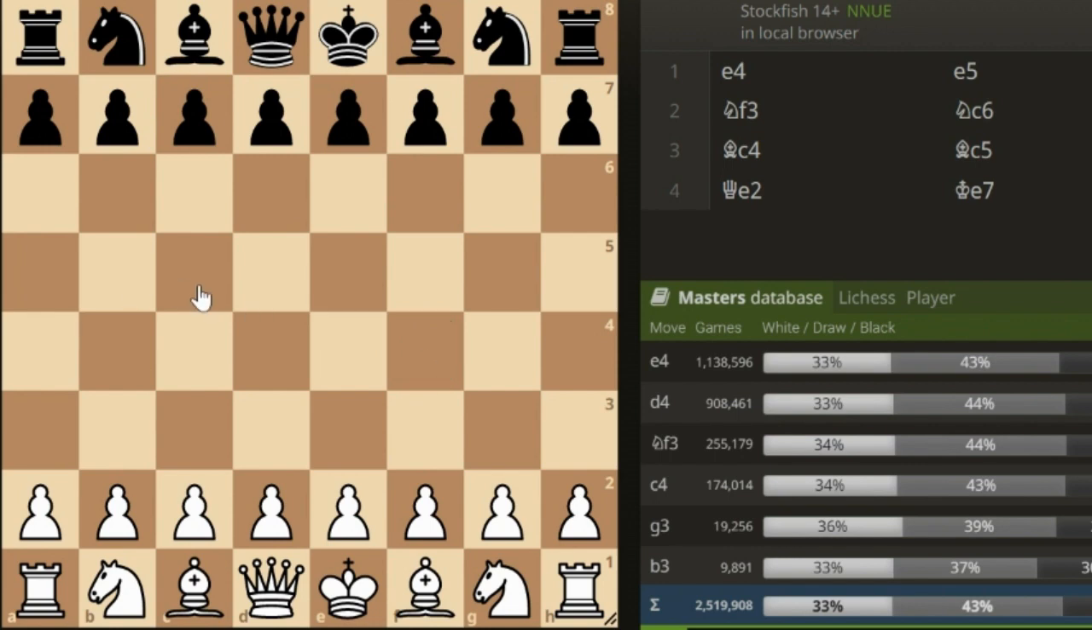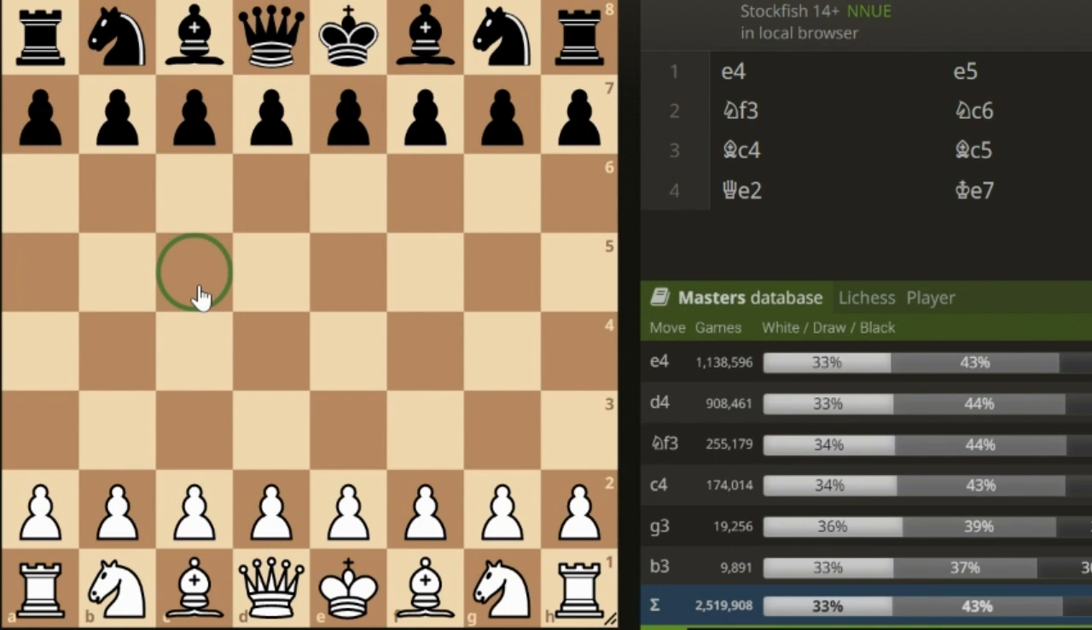Now again, what is this square now? This square is actually the C5 square, because it is on the C file and the fifth rank.